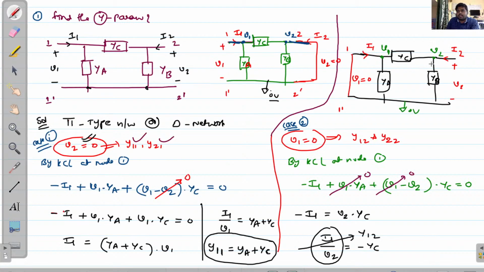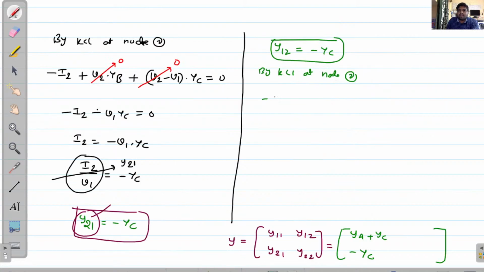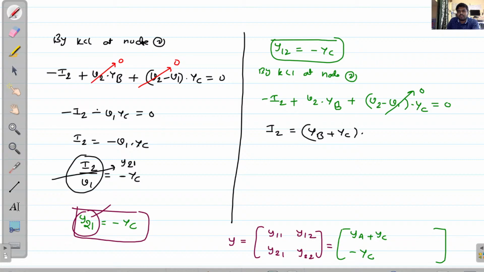Here I2 is the current entering, and in this branch we have V2 into YB current. Coming to this YC branch, the current through this YC branch equals what? V2 minus V1 into YC. Okay, so now you can take minus I2 plus V2 into YB plus V2 minus V1 into YC equals 0. But according to our assumption, V1 equals 0. Now what will you get? I2 equals (YB plus YC) into V2.